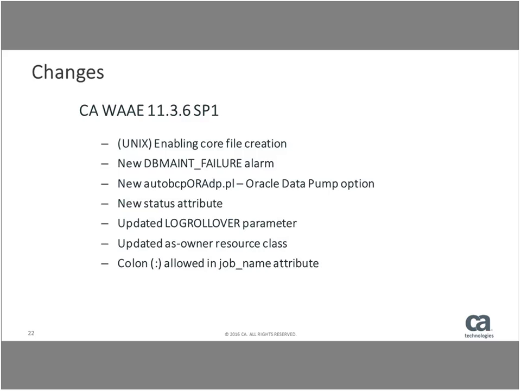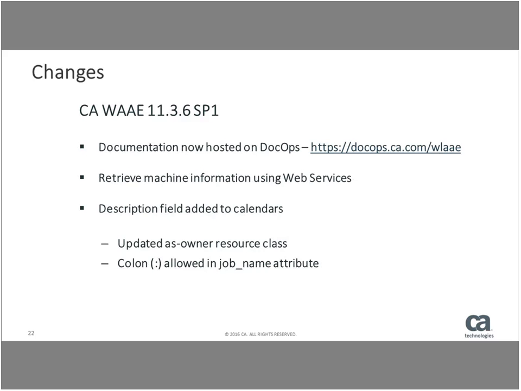The log rollover feature was improved with a purge option. The AS owner resource class controls if a user has permission to include the owner attribute in a job definition or update, override, or delete any job attribute. And the job name attribute now allows for use of a colon.